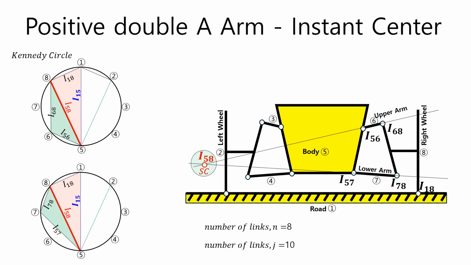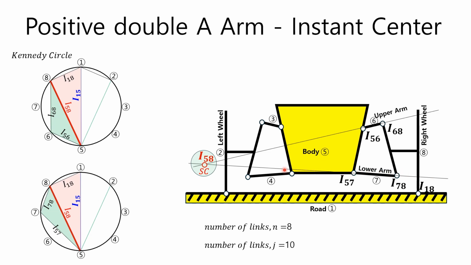If we examine the triangle 578 in the right figure, it consists of body 5, lower arm 7, and right wheel 8. The instantaneous centers I57 and I78 are joints connecting two adjacent links, so they can be easily found, as shown in the right figure. According to Kennedy's theorem, all three instant centers shared by these three links, the body, lower arm, and right wheel, must be on a straight line.